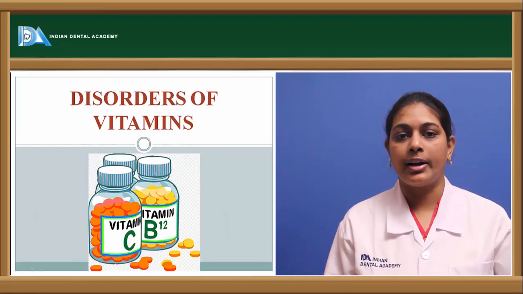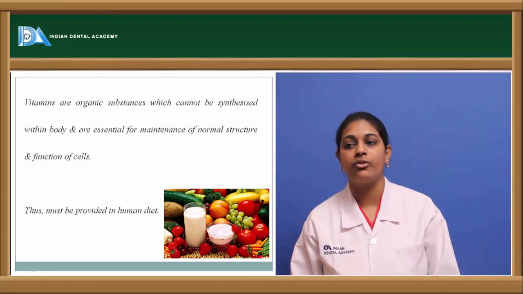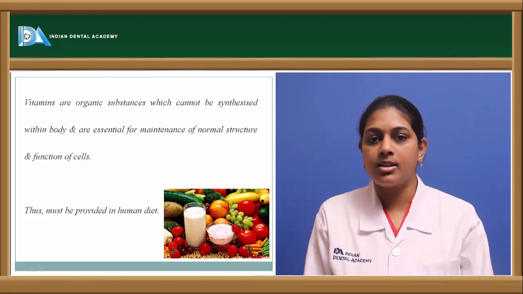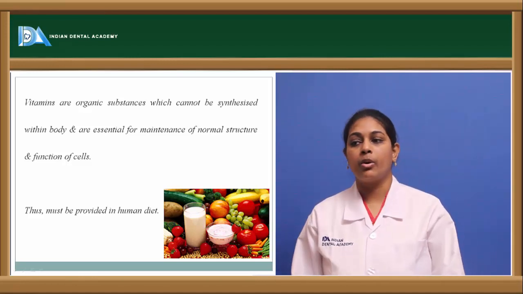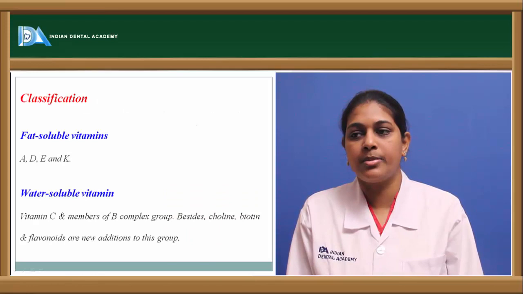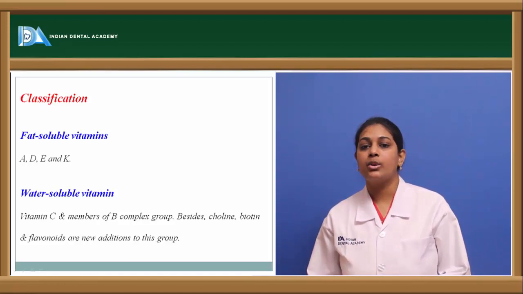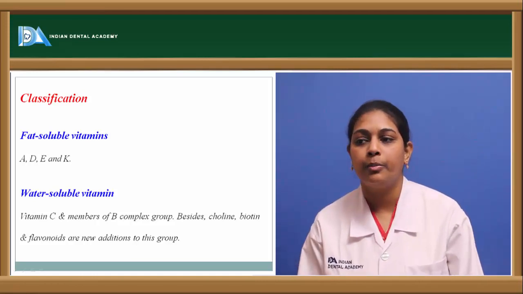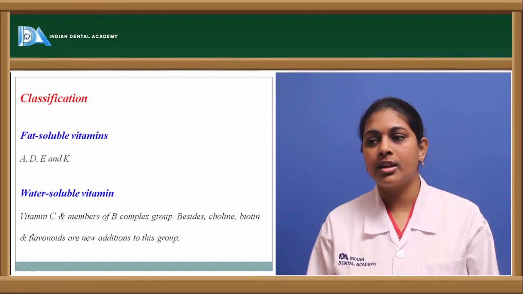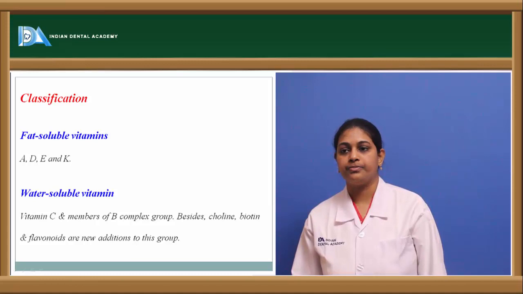Next, coming to the disorders of vitamins. Vitamins are organic substances which cannot be synthesized in the body, and they are essential for the maintenance of normal structure and function of the cells. They must be taken from an exogenous source, that is, in the form of diet, food. These vitamins are broadly classified into fat-soluble and water-soluble vitamins. Among the fat-soluble vitamins are vitamins A, D, E and K, whereas the water-soluble vitamins are vitamin C and vitamin B, along with certain other members of the B group. Recently added water-soluble vitamins are choline, biotin and flavonoids.